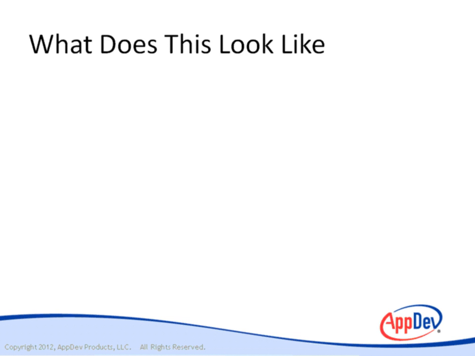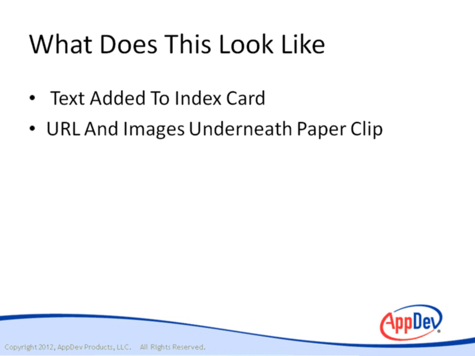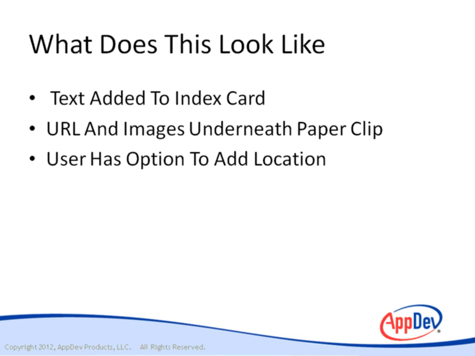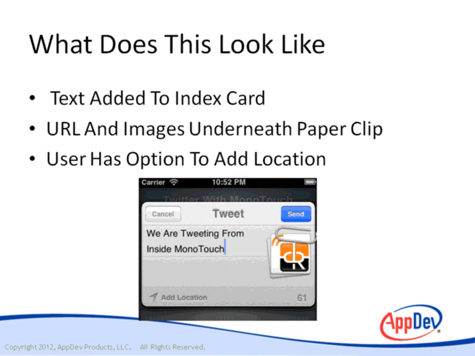So what does this actually look like? The text is added to an index card graphic. The URLs and images are pinned underneath the paperclip. The user has the option to add their location to the tweet, and it ends up looking something like this.